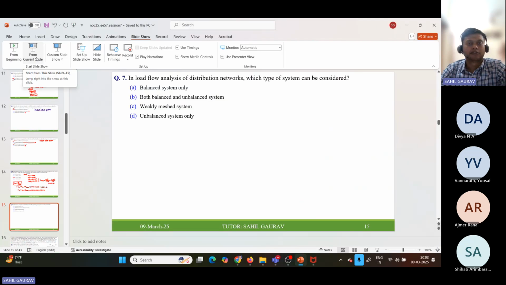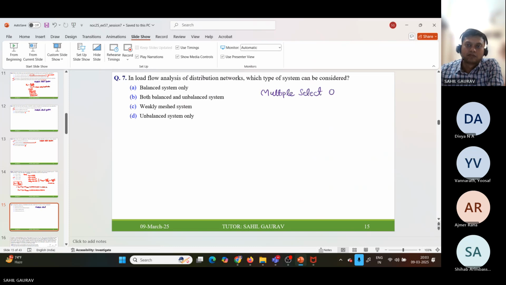Now again a theoretical type question. Again, this is a multiple select question. In load flow analysis of distribution network, which type of system can we consider? Options are A, balanced system only, B, both balanced and unbalanced systems, C, weakly meshed system, and D, unbalanced system only.